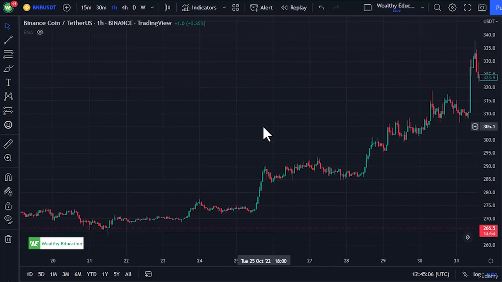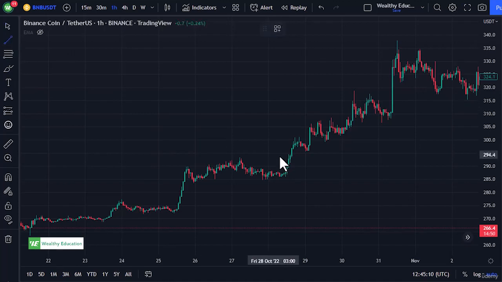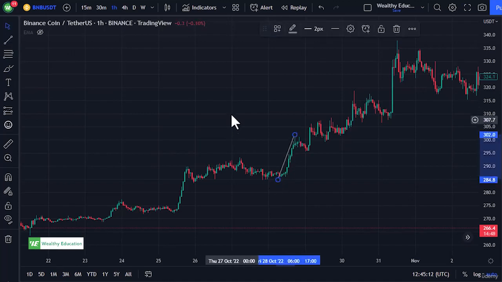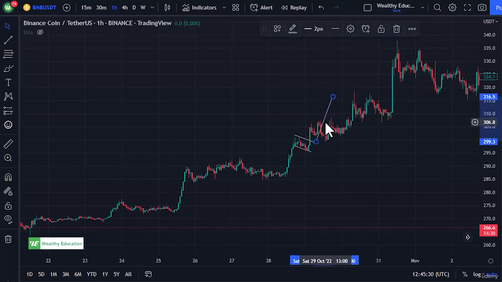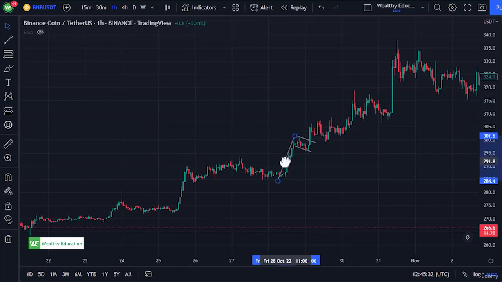Flags catch a lot of people's attention, and therefore it's a pretty useful pattern. A lot of people out there see it. So here's a little flag here. You can see that the market was in an uptrend here on the hourly Binance coin chart, and you take the flagpole and extend it out, and there's your target, and that is exactly where we went.